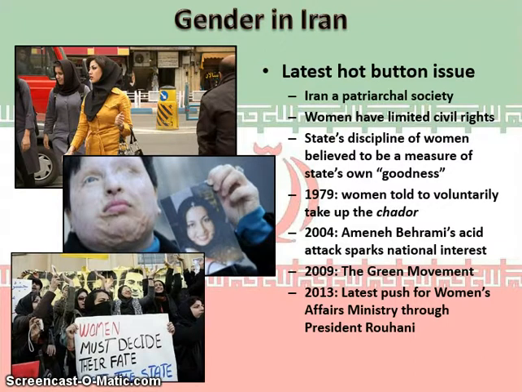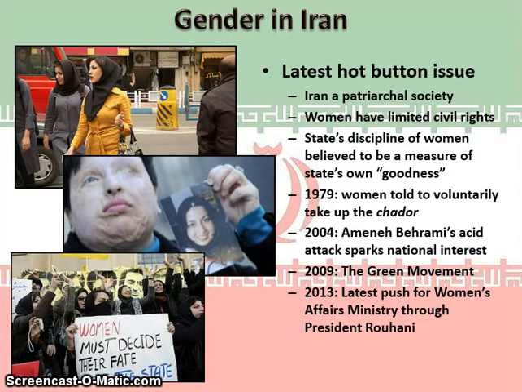Part of the reason that Iran is so strict on women's rights and keeping them contained is because they believe that a state's discipline of women is a measure of the state's own goodness. So in 1979, right around the time of the Iranian Revolution, is when they started to ask women to voluntarily take up the chador, which is a lot like the hijab, the head cover, only the chador is a full one. And not only do women face a lot of scrutiny, but they also face the potential to be punished, if not abused, for their decisions to stand up for their own rights.